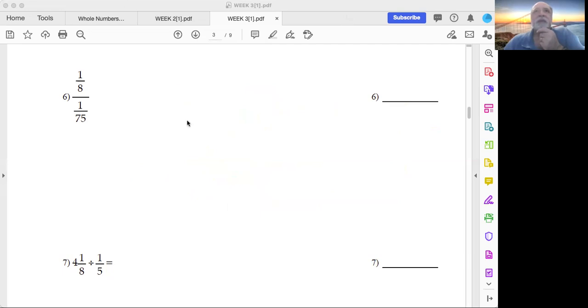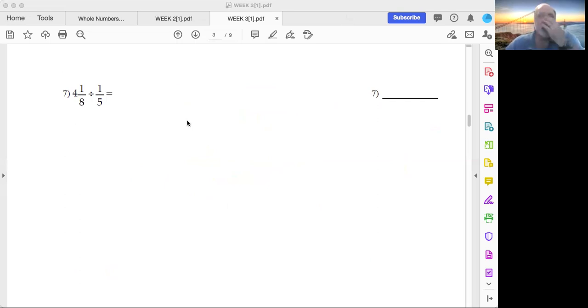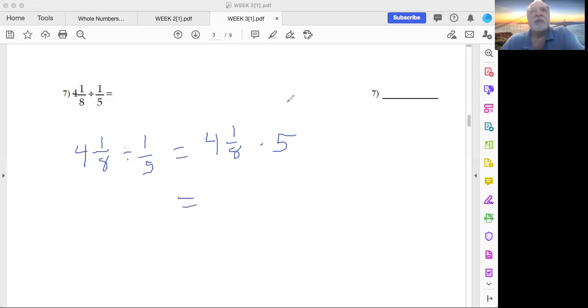Go down. 4 1/8 divided by a fifth. Okay, well, we can tackle that. So here we go. Go back to blue. 4 1/8 divided by 1/5. Okay, so we can rewrite this as 4 1/8 times 5. Now we've got to express 4 1/8 as an improper fraction, or we could multiply the whole number part and the fractional part both by 5. That's allowed, right?